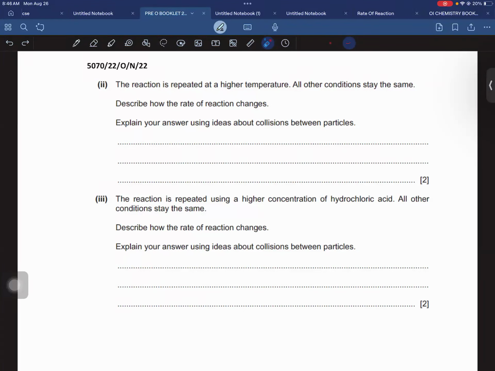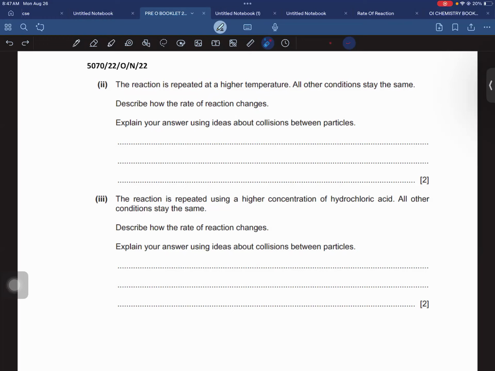The reaction is repeated using a higher concentration of hydrochloric acid. All other conditions stay the same. Describe how the rate of reaction changes. Abdul Wase, can you tell me? As the concentration of the hydrochloric acid increases, there will be more collisions, because there will be more particles when the concentration is increased, so the rate of the reaction will increase.